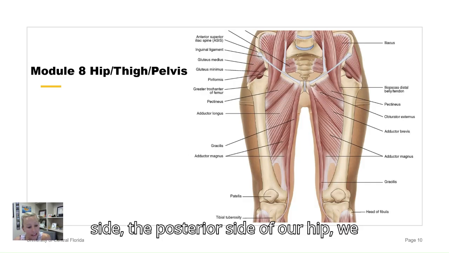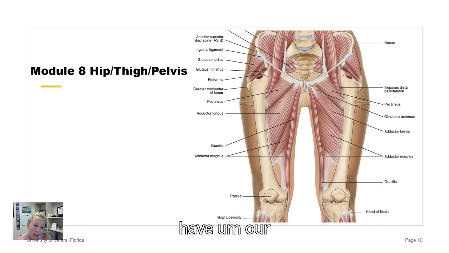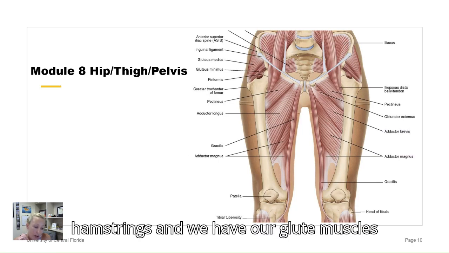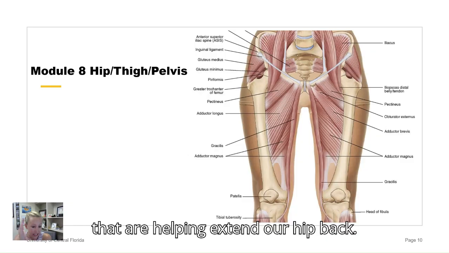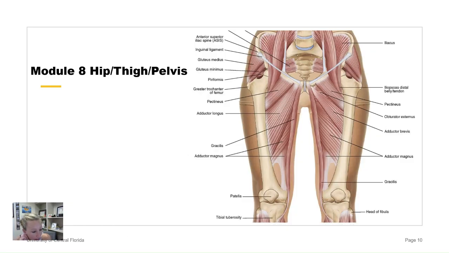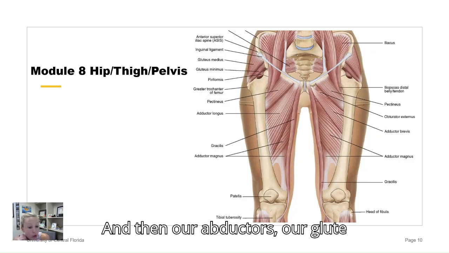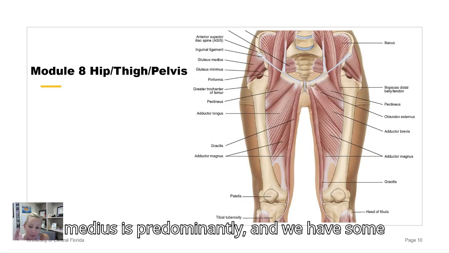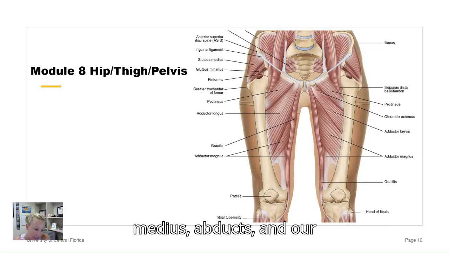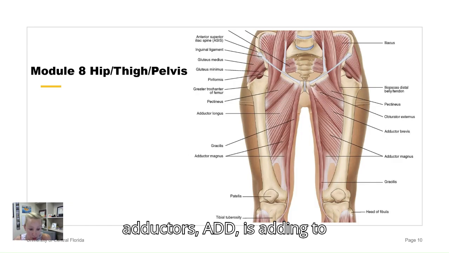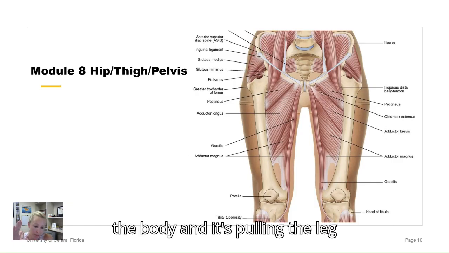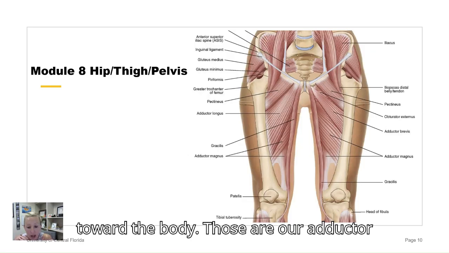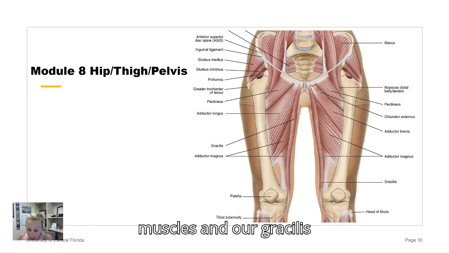On the back side, the posterior side of our hip, we have our hamstrings, and we have our glute muscles that are helping extend our hip back. And then our abductors, our glute medius predominantly, and we have some other muscles that also help. Our glute medius abducts, and our adductors, ADD, are adding to the body, pulling the leg toward the body. Those are our adductor muscles, and our gracilis muscles as well.